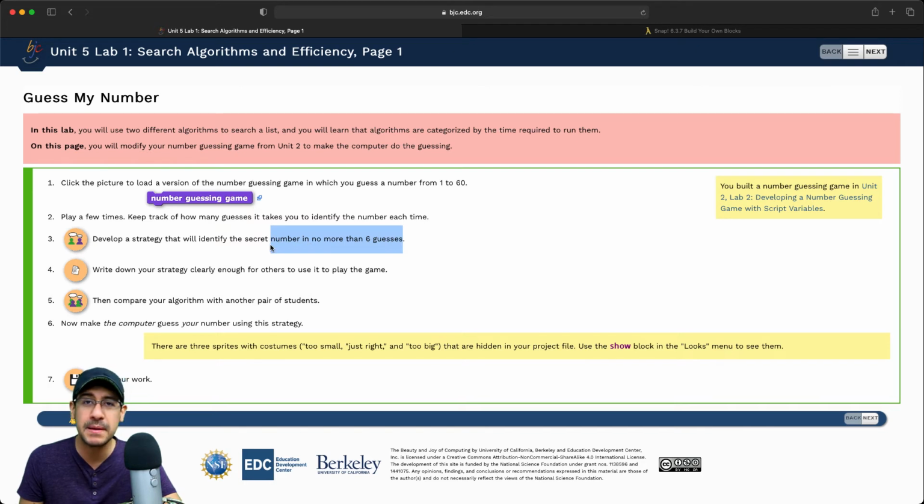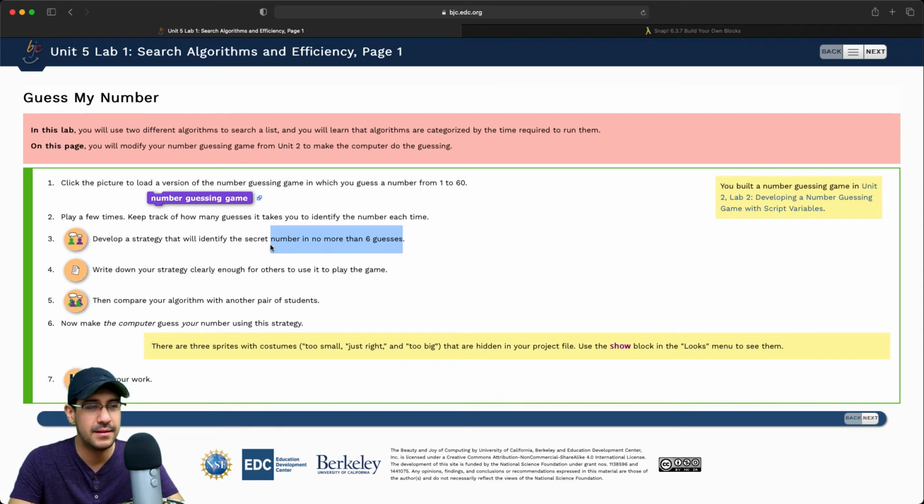And I don't think most people that are new to computer science or new to coding will be thinking along those lines initially. So I think instead it should say develop a strategy to identify a secret number and just write down that strategy. And I think that's a good first start. For number 4, it says write down your strategy clearly enough for others to use it to play the game. And then compare your algorithm with another pair of students.